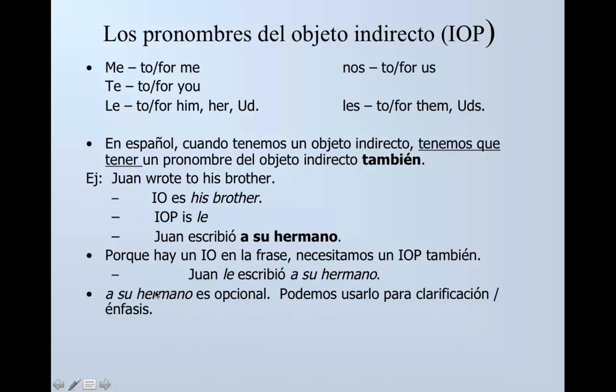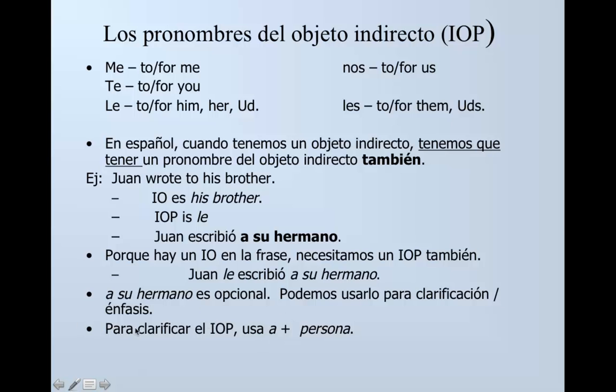The a su hermano part es opcional. So that's optional. Podemos usarlo, we can use it para clarificación o énfasis. We use it for clarification or emphasis. So if we took out the a su hermano, if we just had Juan le escribió, it would translate to Juan wrote to him. And so we want to clarify that we're talking about his brother, so we add the a plus the person.